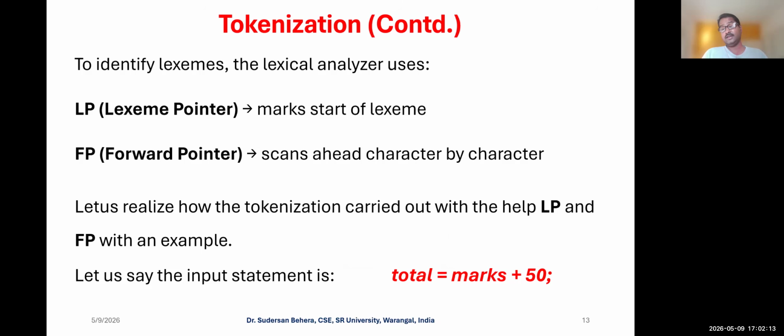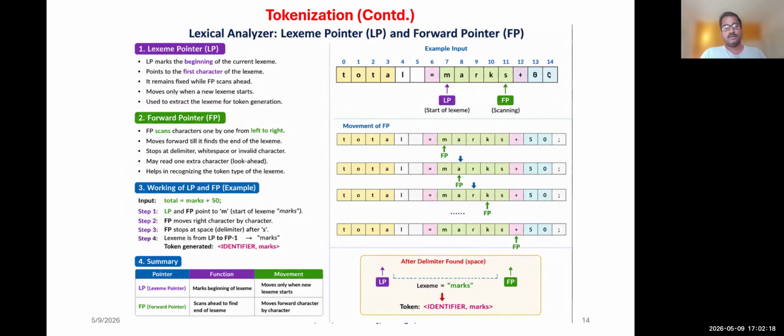Now let us see. A very interesting diagram is there. The left side part is already discussed, but the same thing is repeated. LP, the lexeme pointer, marks the beginning of the current lexeme. Current lexeme means the current word. It points to the first character of the lexeme and remains fixed while the forward pointer scans ahead. The second pointer moves only when a new lexeme starts.